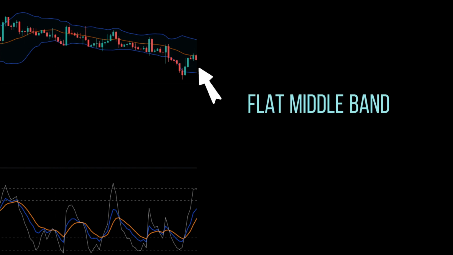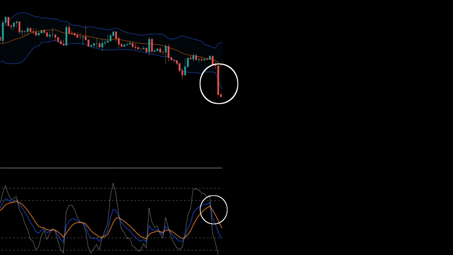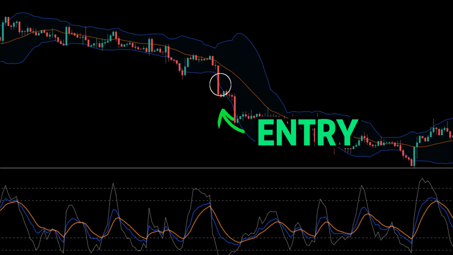Here we have the XAUUSD 4H chart. Look at this area here. We see that the middle band is flat. The Bollinger Bands are narrow. Hence, we have successfully identified an area of low volatility. And the close of this candle is below the lower band. Meanwhile, KDJ shows a death crossover. It's a strong signal to go short. This is our entry candle.